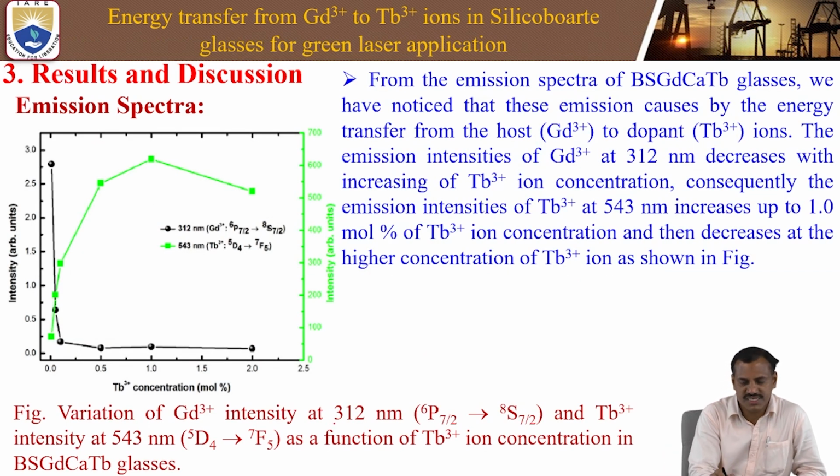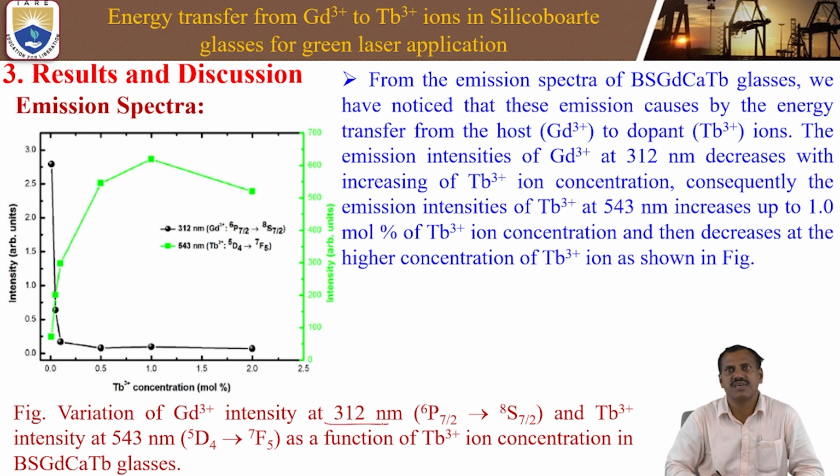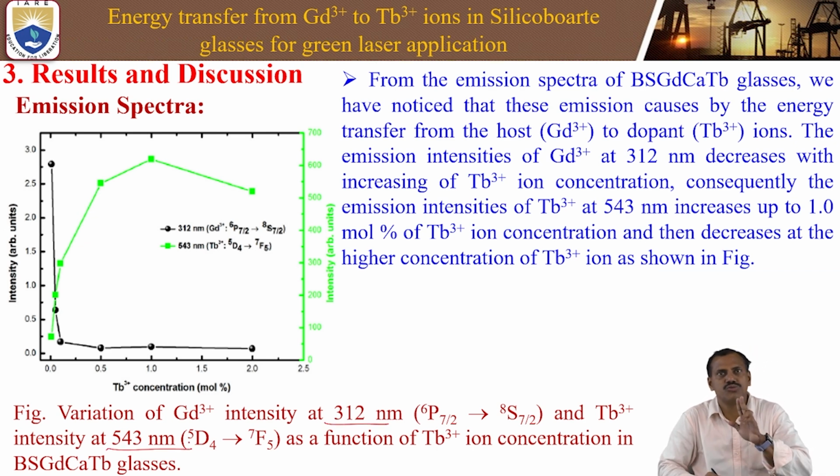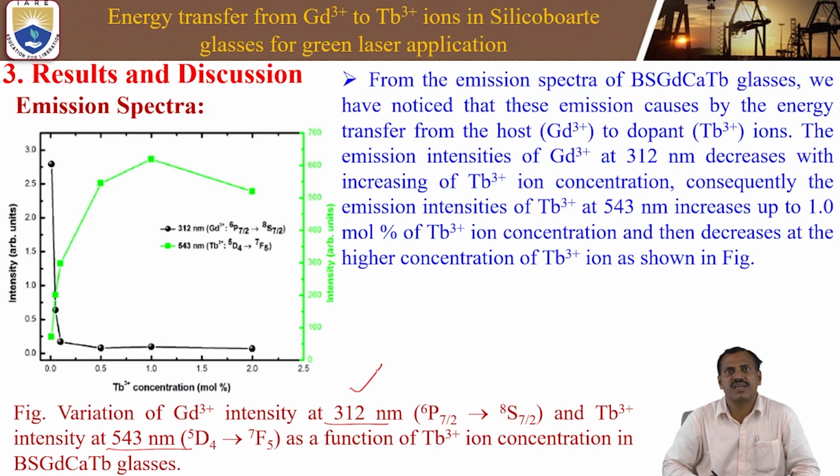That is the gadolinium 3+ intensity, particularly at 312 nanometer, and the terbium 3+ ion intensity at 543 nanometer. We are observing the two intense bands. One is due to the gadolinium 3+ ions, at a wavelength of 312 nanometer. The other one is the green emission we are observing at 543 nanometer, which is due to the terbium 3+ ions. That is, we are observing how energy transfer takes place from gadolinium 3+ to terbium 3+.